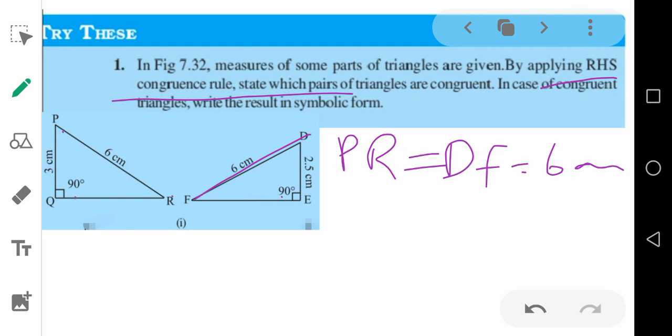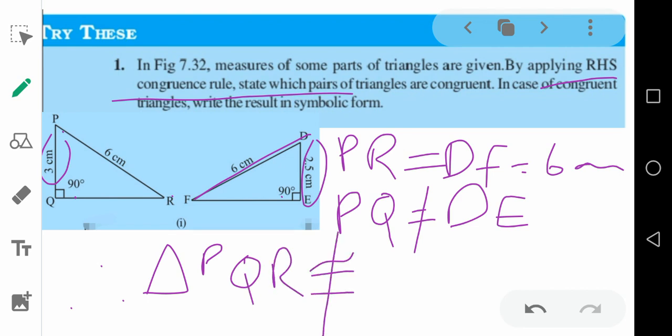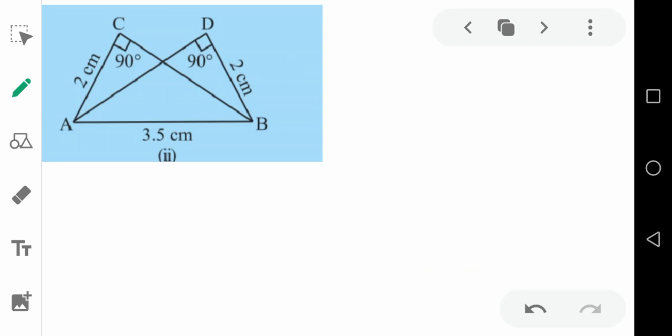Now any one side should be equal. So we are going for this triangle. So PQ is equal to 3 centimeter. So here what is it? It is 2.5 centimeter only. So PQ is not equal to DE. Therefore, what will you write? Triangle PQR is not congruent to triangle DFE. This is how you have to write. Okay. Now coming to the second one.